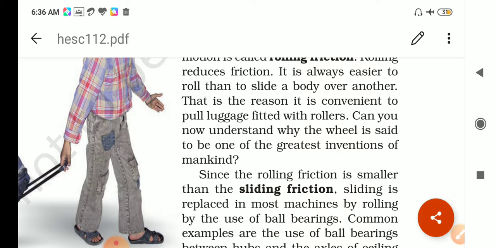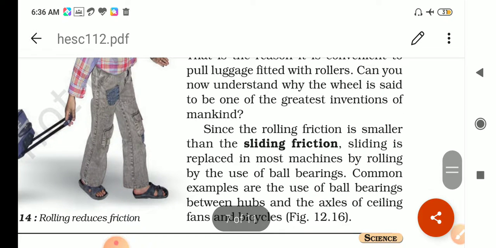Can you now understand why the wheel is said to be one of the greatest inventions for mankind? Yes, because transport became very easy with the help of these wheels, you know. And next, since the rolling friction is smaller than the sliding friction, sliding is replaced in most machines by rolling, by the use of the ball bearing.